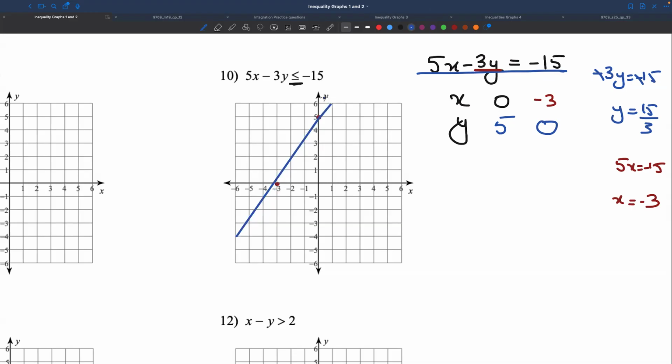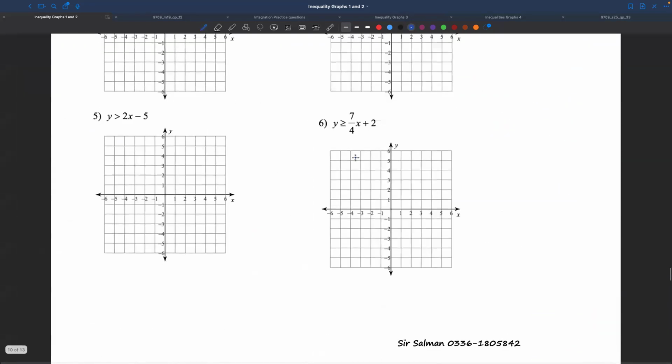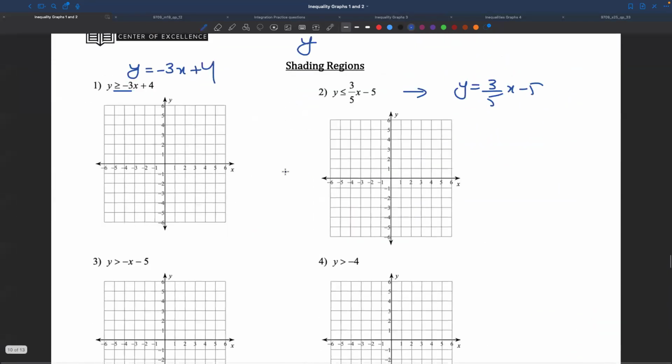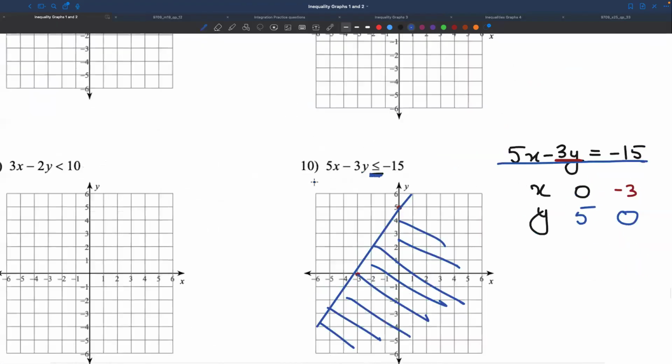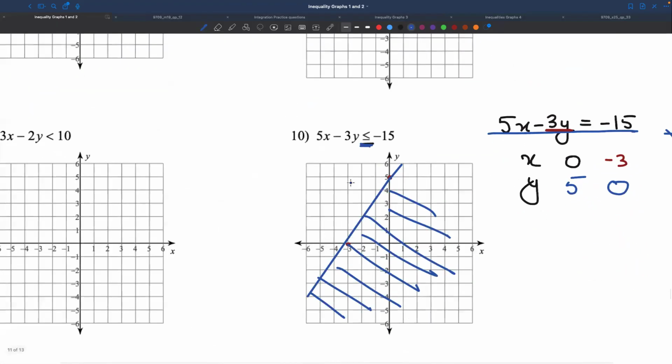Now, once you have made the straight line, the question says less than or equal to. So can I say this will be the area less than or equal to? The question said shading. We have to shade this area. So I'll just simply shade this area. That's it. This is the shading. Okay. Now going on to the next question.